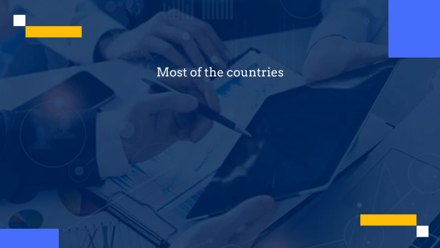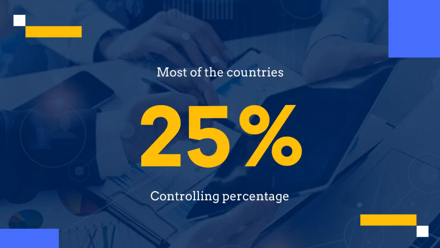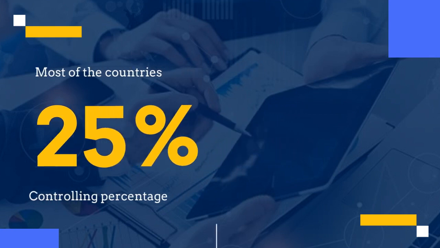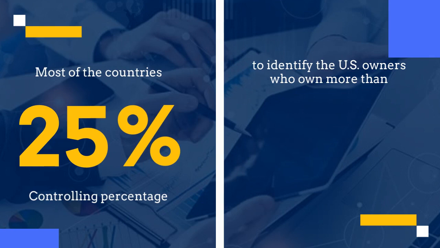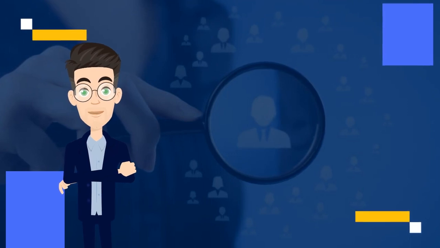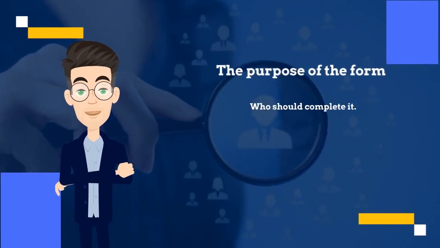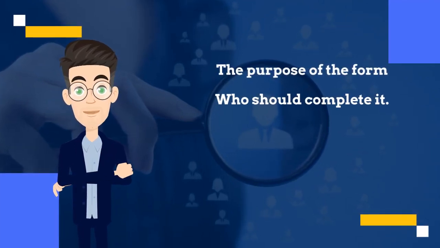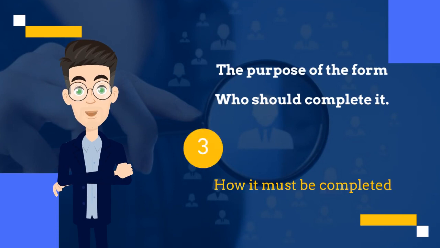Most of the countries consider the percentage of 25% and more a controlling percentage. If your country didn't sign a governmental agreement with the IRS, you will be required to identify the U.S. owners who own more than 10%. Now, we understand the purpose of the form and who should complete it. Let's move to the third step and take a look at the form itself, and show you how it must be completed.